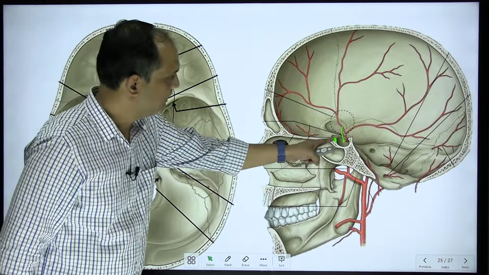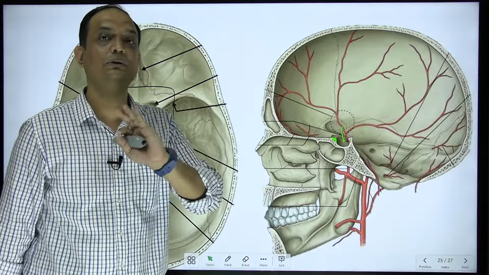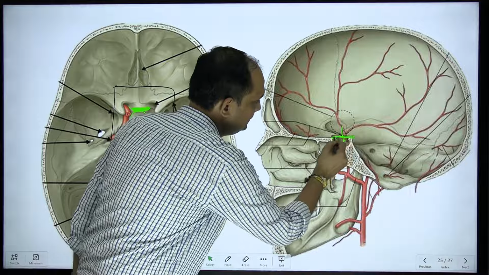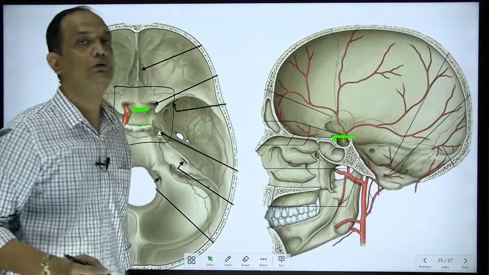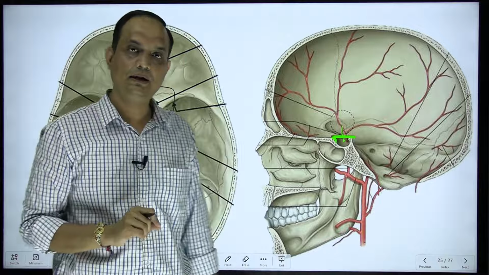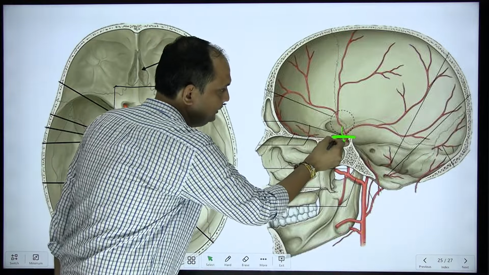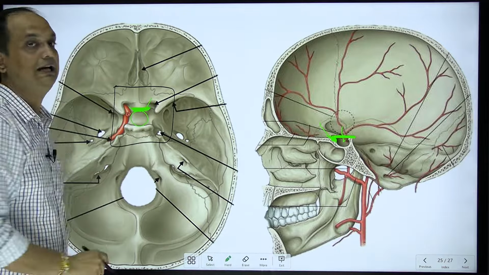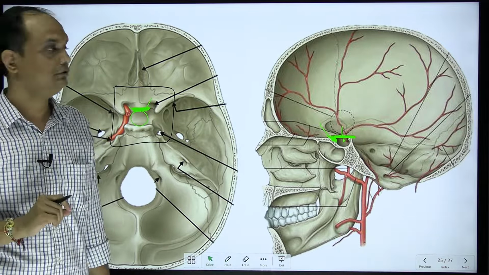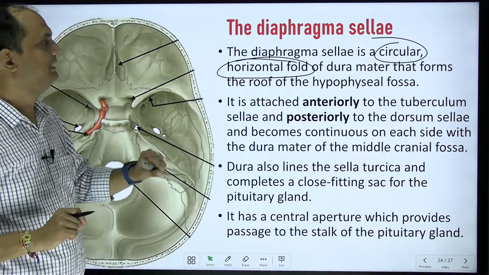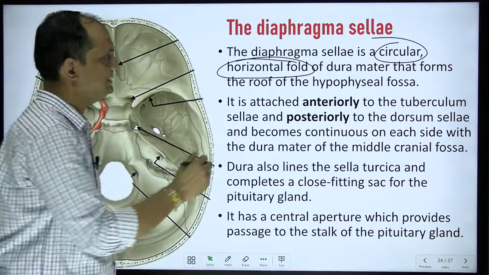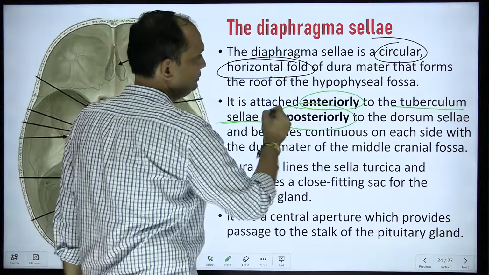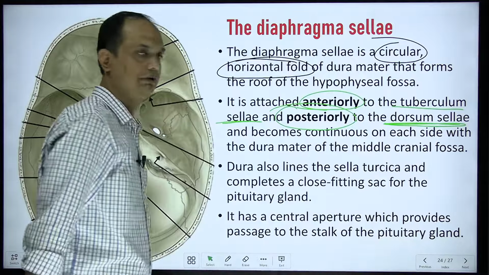सो ट्यूबरकुलम सेला और डायफ्रैग्मा सेला में क्या डिफरेंस है? डायफ्रैग्मा सेला तो क्या है बच्चों, फोल्ड ऑफ योर ड्यूरामेटर, तो वो जो फोल्ड बनेगा उस फोल्ड को हम नाम देंगे डायफ्रैग्मा सेला। बट ये जो बोनी प्लेट है, इस एरिया को, दैट इज योर ट्यूबरकुलम सेला। So when you are reading the diaphragma sella, it is a horizontal fold which attaches anteriorly to the tuberculum sella and posteriorly to the dorsum sella. Abhi dorsum sella kya hota hai?